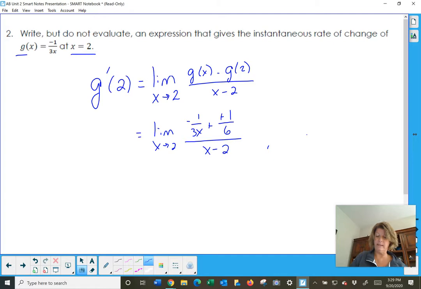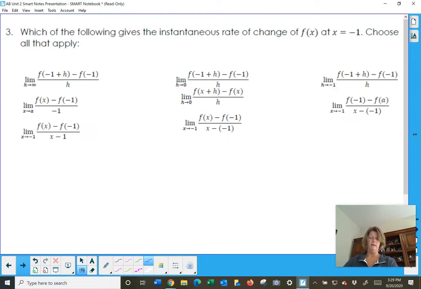How fancy do you want to get? I think I'm going to call this good. This is an expression that I don't have to evaluate. So good enough. Number 3, which of the following gives the instantaneous rate of change of f of x at x equals negative 1? Choose all that apply.